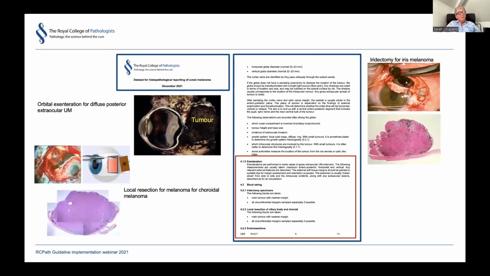Increasingly, there are so-called local resections, and these local resections can be iridectomies, where you may have an iris melanoma and only this melanoma is removed from the eye. The eye stays intact in place. And similarly, you can also have local resections of choroidal melanomas.